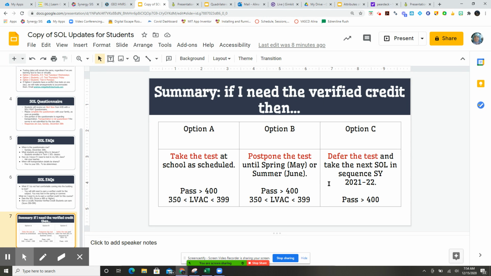Are there any questions about these three options? Hopefully you hear this again every block today, and it will make perfect sense by the end of the day.